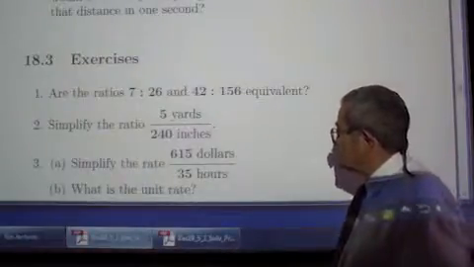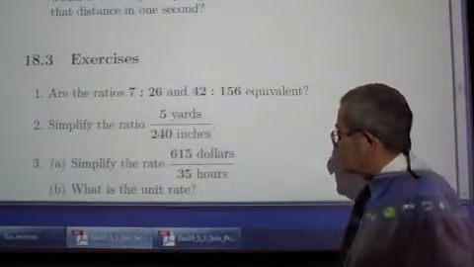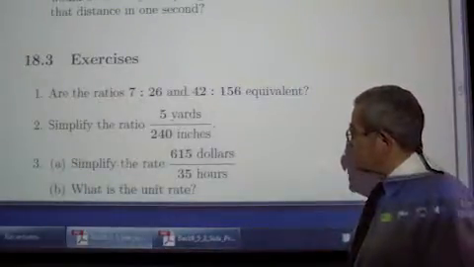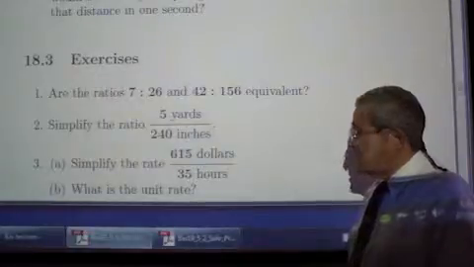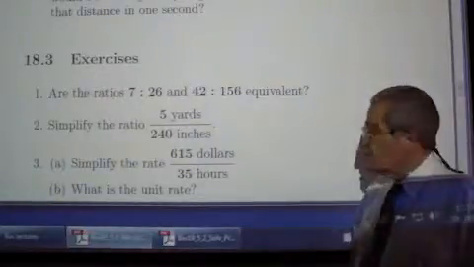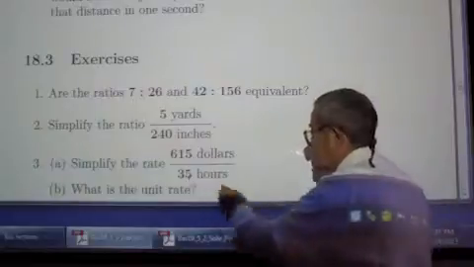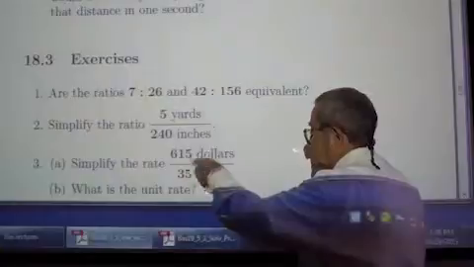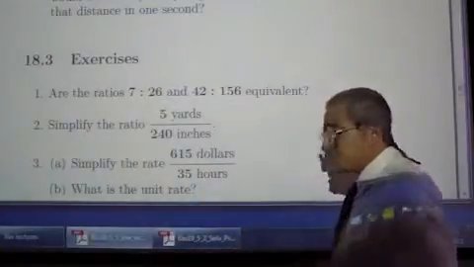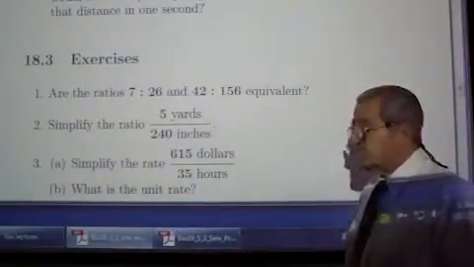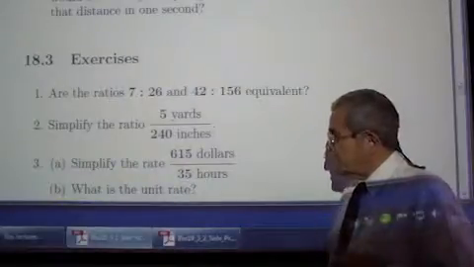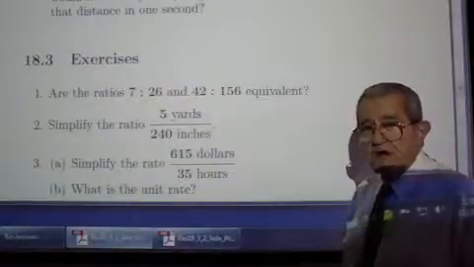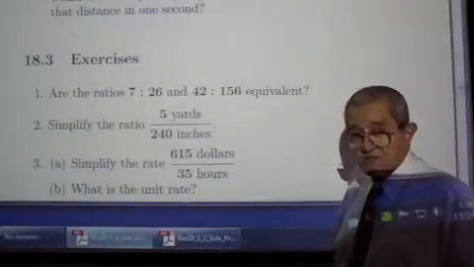Then you wanted to simplify $615 for 35 hours. You worked 35 hours, you got paid a total of $615. How much did you make in 1 hour? So how many dollars is it per 1 hour? That would give you a unit rate. Can you simplify this? Yes, you can. I can just look at it and see. Can you look at that and see? How do you recognize dividing by 2, by 3, by 5, by 10, by 6?